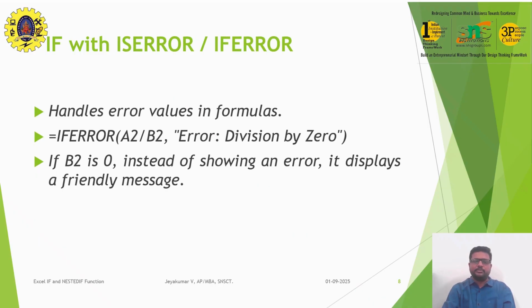And now we are going to see IF with ISERROR or IFERROR. IF with ISERROR or IFERROR handles error values in formulas. And I have given the example syntax, =IFERROR(A2/B2, "Division by zero"), where an error will be displayed as division by zero. If B2 is 0, instead of showing an error, it will display a friendly message as shown above.